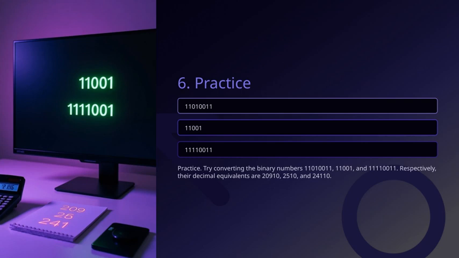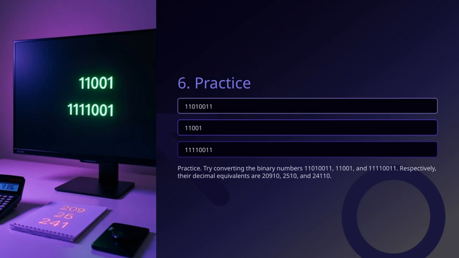For example, 11010011 in binary equals 209 in decimal, 11001 equals 25, and 11110011 equals 241. Recognizing these conversions is essential because it helps us see how data is represented and processed in digital systems. Remember, mastering these conversions connects directly to our overall goal of understanding how computers interpret information.